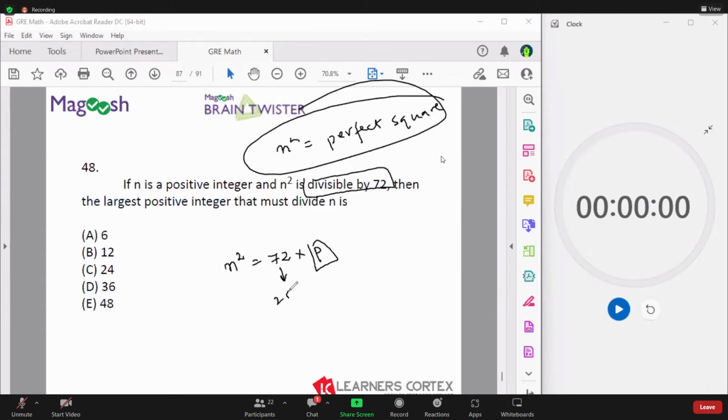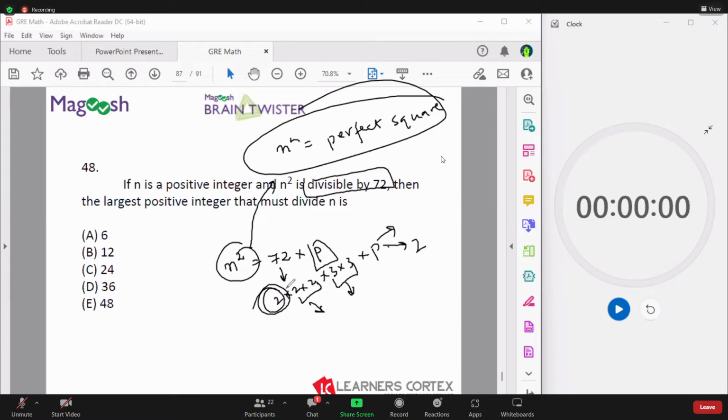So this is 2 into 2 into 2 and then 3 into 3. Now, given that n square is a perfect square, this pair and this pair make it a perfect square. However, this particular pair is incomplete. So it is compulsory that p will have another 2 as its factor. Otherwise, n square will not be a perfect square, but we already know that n square is a perfect square.